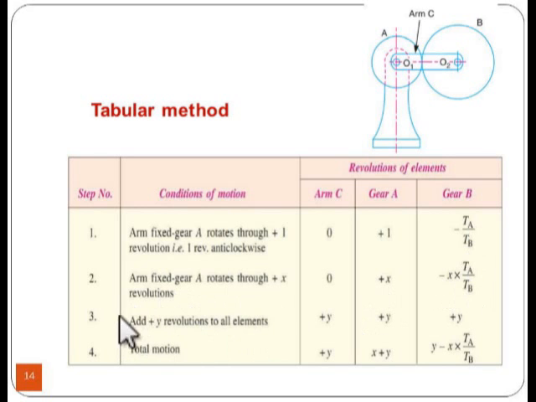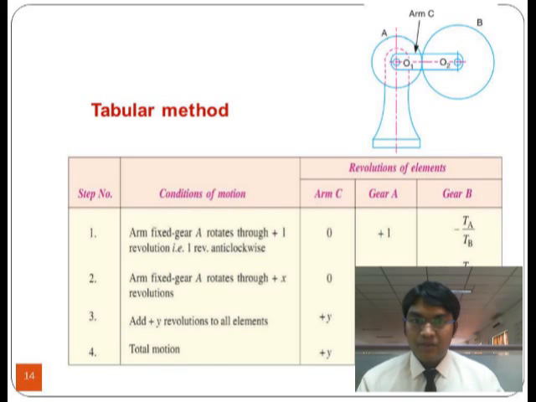Next, the third row, what you're going to do is add +y revolution to all elements, which will be +y, +y, +y. Second was, instead of rotating gear A for 1 revolution, I'm rotating it for x revolution. The third step is adding +y rotation to all elements. Now the total motion will be the addition of second and third. It will be 0 + y is y, x + y is x + y, and y minus x into TA by TB. This is the tabulation method we will be following in all the sums. Now let's move on to the next slide.